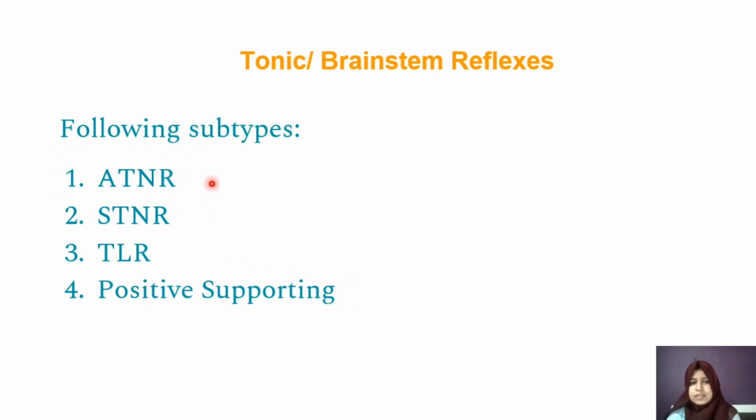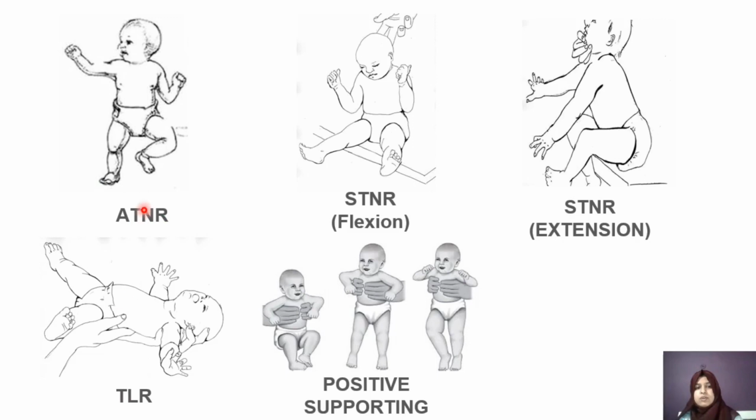ATNR stands for the asymmetric tonic neck reflex, STNR stands for the symmetric tonic neck reflex, and TLR stands for the tonic labyrinthine reflex. We will discuss each and every reflex with thorough assessment, onset and integration. So the onset for ATNR, TLR and positive supporting is the same, that is after birth, but the onset of the STNR is 4 to 6 months.